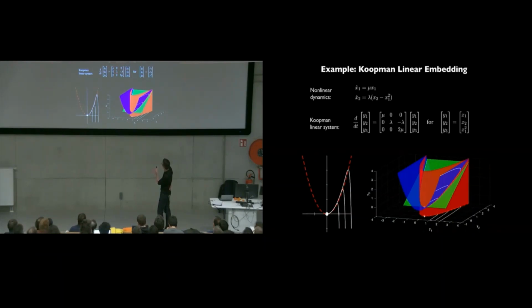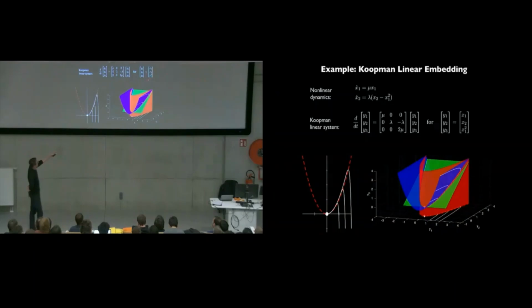y2 dot is x2 dot. And x2 dot is lambda y2 minus lambda y3. Okay, so that linearized my second equation. And all of the kind of magic happens in this third equation.